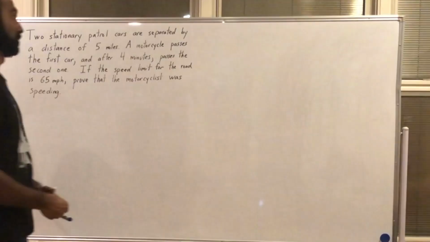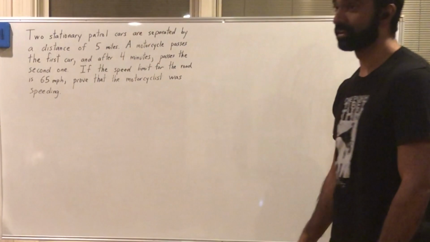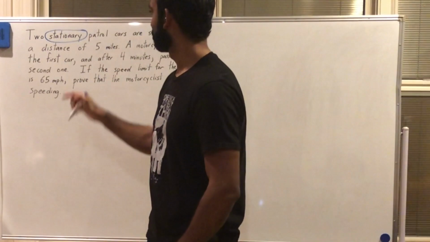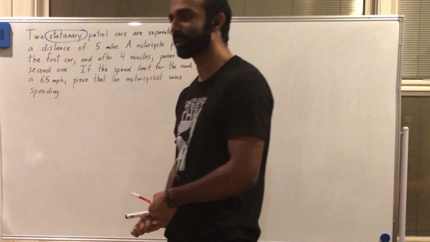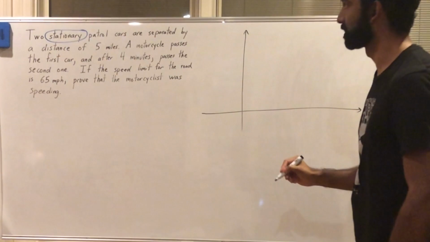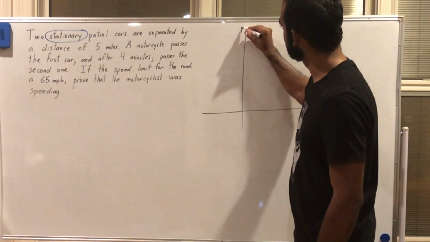So, how in the world do you start this? Yeah, stationary patrol cars. What speed are they going? They're stationary. So, velocity of 0 miles per hour, 0 meters per second. Okay. Let us put a picture to the problem. Picture always makes things better. Almost always. Let's let the vertical axis be position, measured in miles.